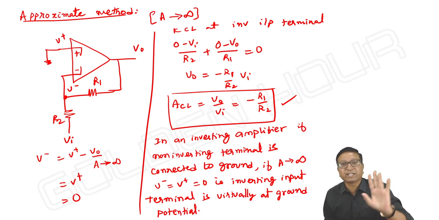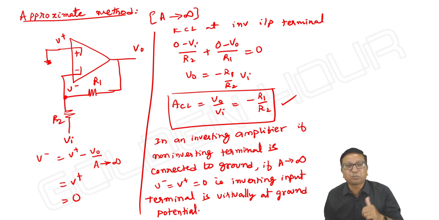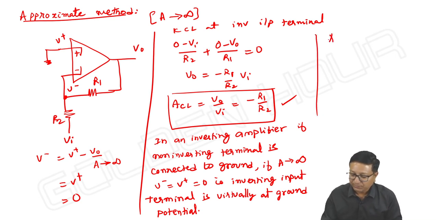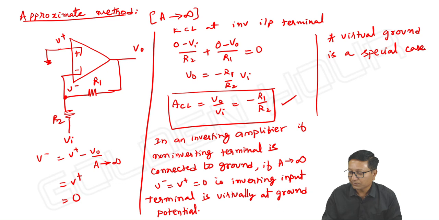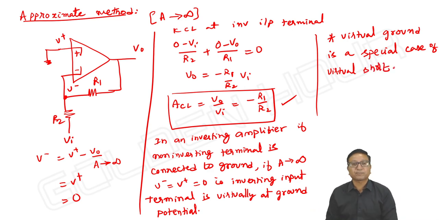Everywhere we can use virtual short by default, and virtual ground is a special case of virtual short. That's it. And again, virtual ground or virtual short is conditional, right? When will it fail? When Vi is not very large, then virtual ground or virtual short fails.